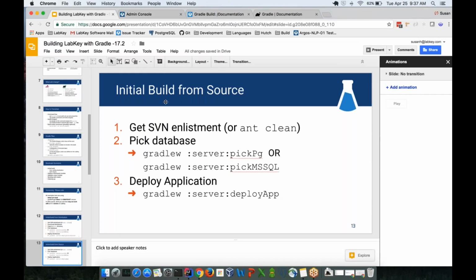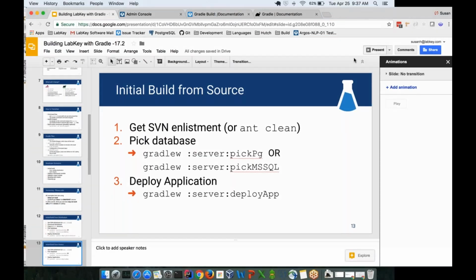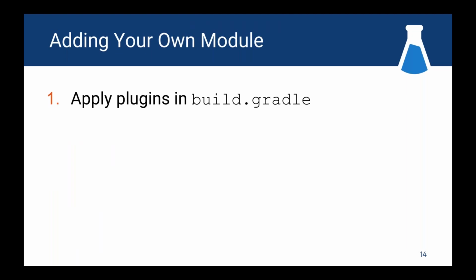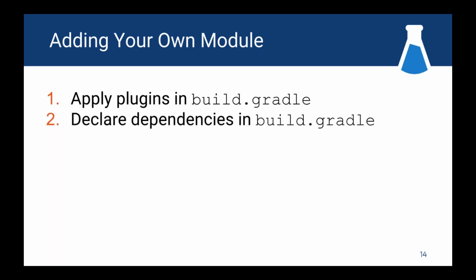And now let's see what you need to do to actually add a new module to a distribution. So in general, there are 3 steps. There can be more, or less actually. But there are 3 steps to adding your own module to a LabKey server build. One is to apply the plugins that are necessary in your build.gradle, or you can just put your own build logic there, but you should certainly try to use plugins where they are available.